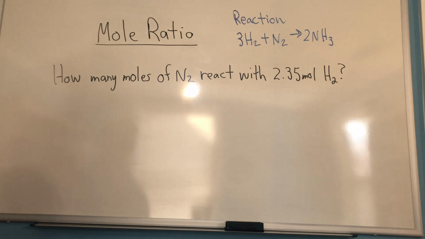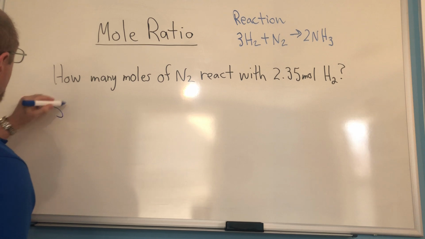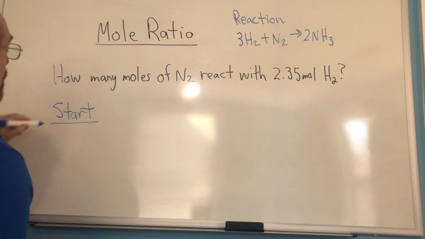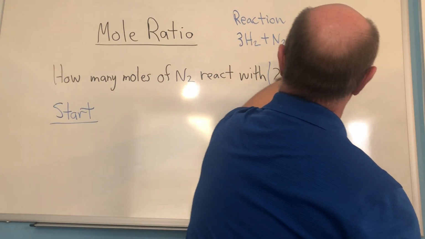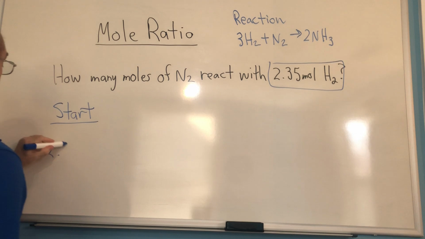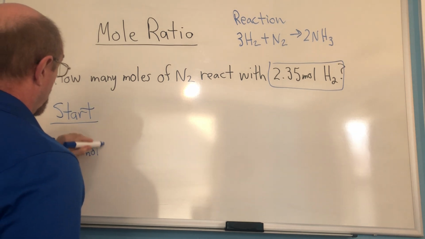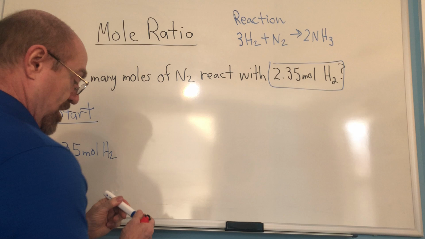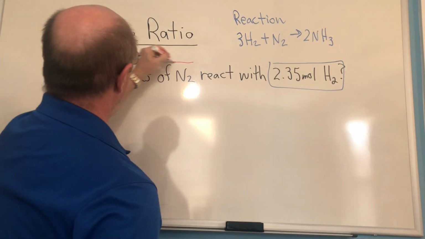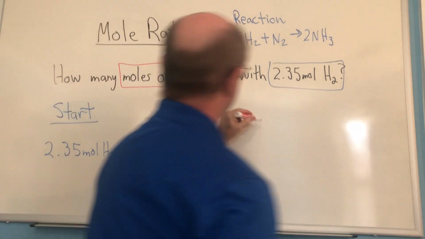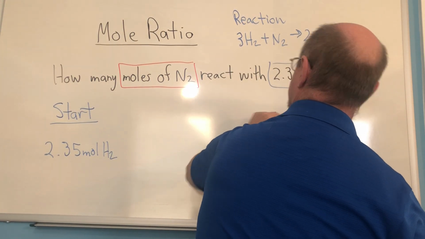So let's take a quick look at this problem. How many moles of nitrogen react with 2.35 moles of hydrogen? Well, every problem that we're going to try to solve, we have to figure out what we're starting with and what we're ending with. And what we're starting with is always the numerical value. So this is what we're starting with, 2.35 moles of hydrogen gas. Okay, and the thing that doesn't have the numerical value is the thing we're trying to find. That's what we're ending with. Okay, so in this case, it's moles of nitrogen.